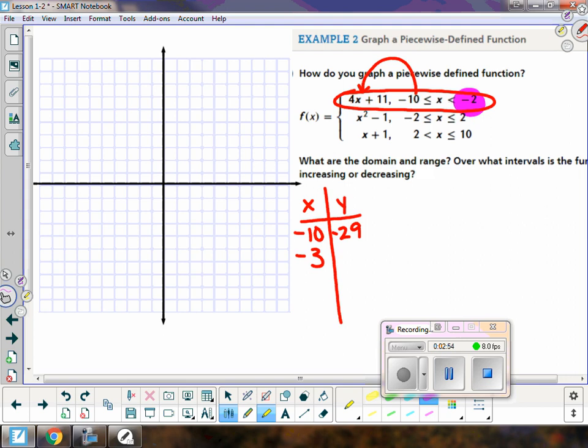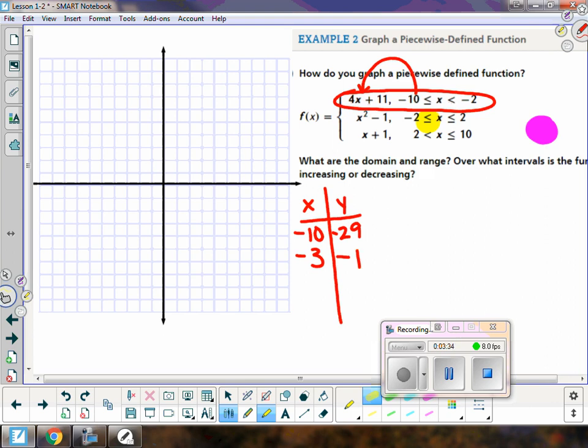All right? And technically, should -2 be in this red equation, or is -2 actually in the second equation? It's in the second because of this little symbol. -2 actually belongs in the second domain. So we're going to cut the red one off at -3 and see what we get. What do we get when we put in -3 times 4 plus 11? -3 times 4 plus 11 is -1.